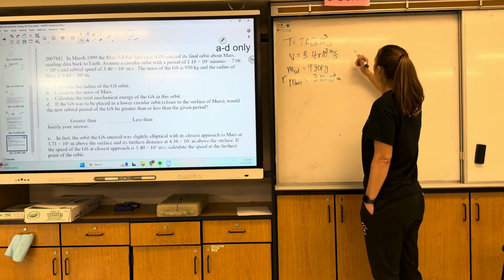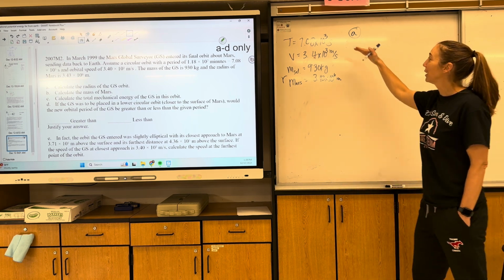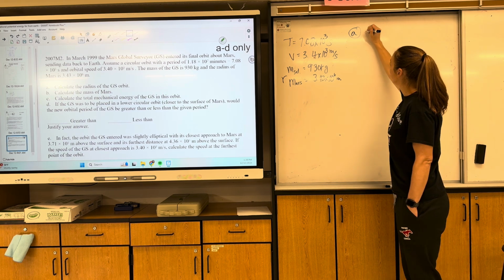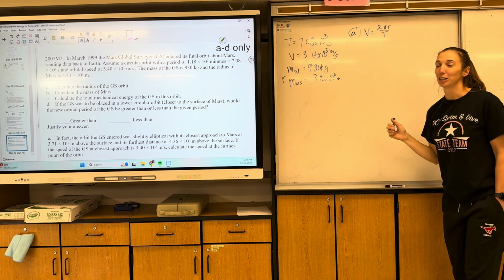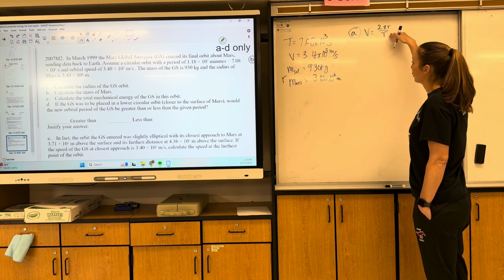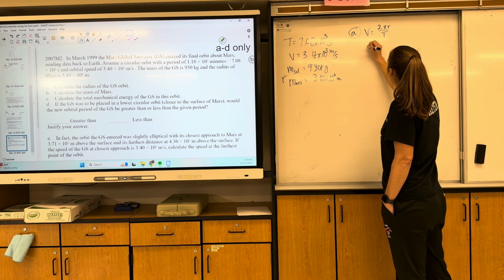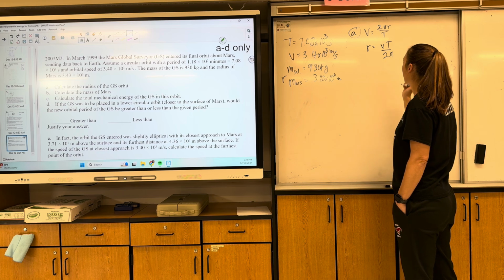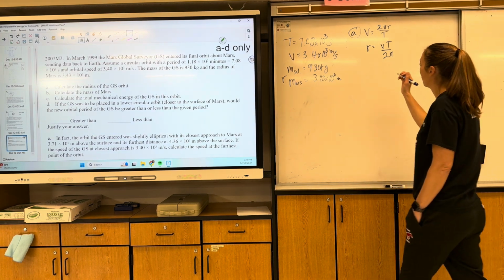This is a classic one. For some reason, it's very tricky on tests. So you're given period and you're given velocity, so you can just use velocity equals 2 pi r over T. I see a lot of people wanting to use Kepler's third law to solve this. And so you're finding the radius of the orbit, so you just isolate for r. So you do r equals v times T over 2 pi, and then you can solve for the radius of the orbit.